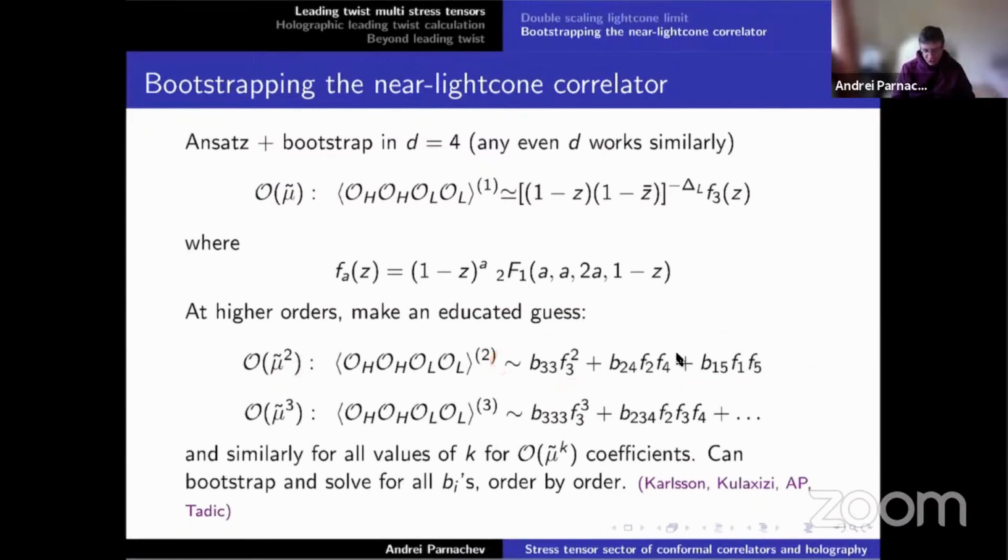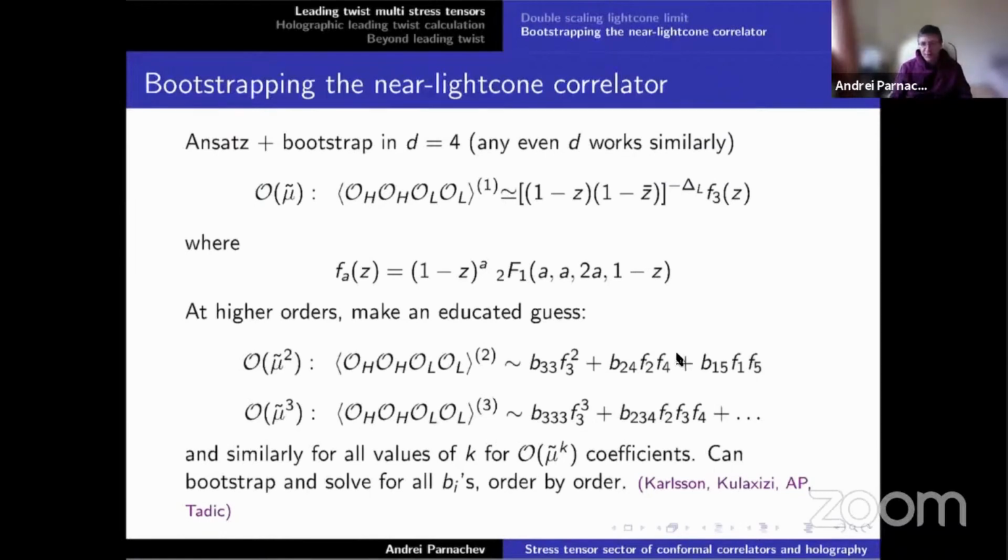This is a product, each term has a product of two f's. And the subscripts in f sum to 6 in this particular case. So for mu tilde cubed, it's a product of three f's, and the subscripts sum to 9, and so on. So there's a reason why we ended up with this guess. It's not proven, but it works.